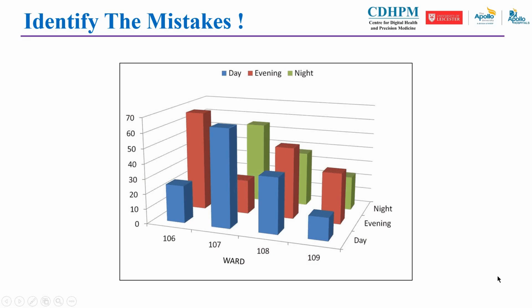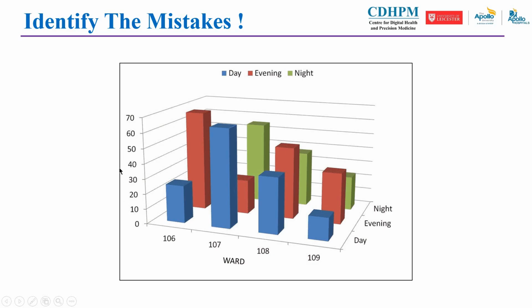Look at this graph. What is the mistake? There is no chart title and there is no axis title, so I do not understand what this y-axis is. 70, 60, 50, what is this? This could be anything. It could be the number of patients coming in, the number of deaths in that particular ward, or the number of childbirths in the ward, etc.